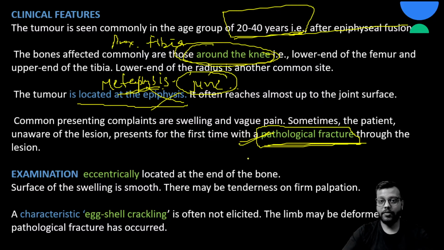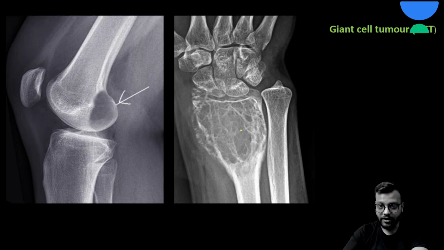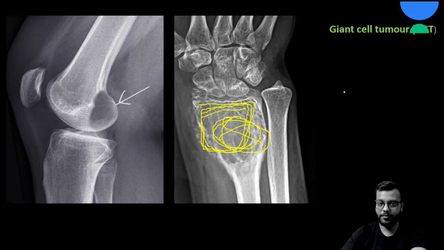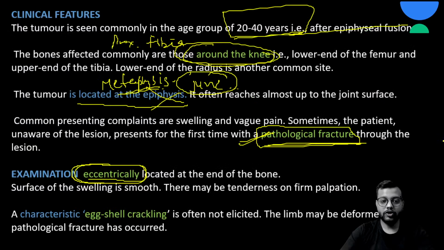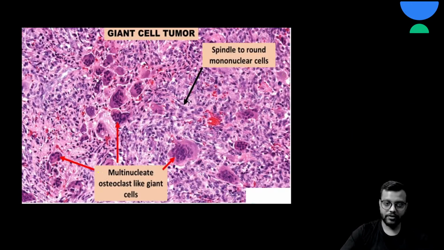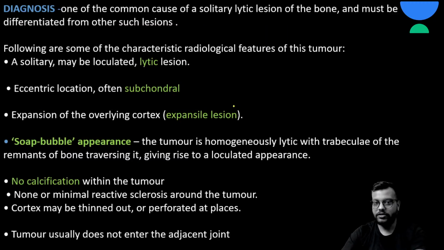Now ek aur important baat ki ye jo hota hai these are eccentrically located, means centrally nahi, eccentrically see, ye eccentric location agar central hota toh yahan pe hota in center, which is not, it is eccentrically located, okay. Distal end radius ka hai with soap bubble appearance in the X-ray, very characteristic X-ray finding of the GCT is your soap bubble appearance, okay. This is your giant cell tumor and here you can see there are multinucleated giant cells. This is a giant cell tumor.